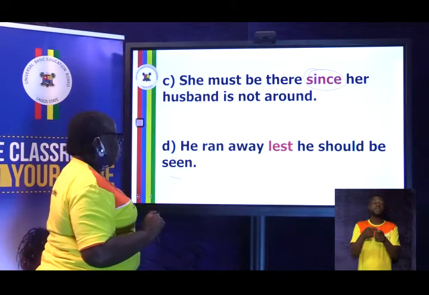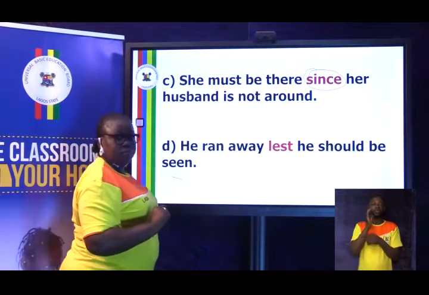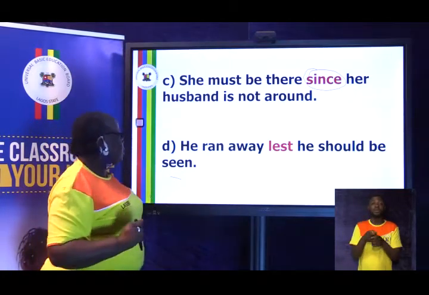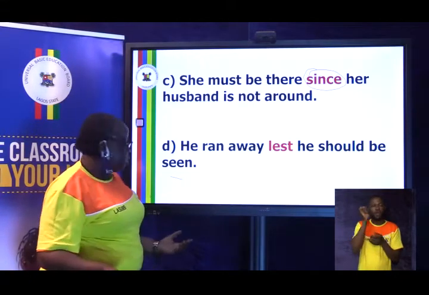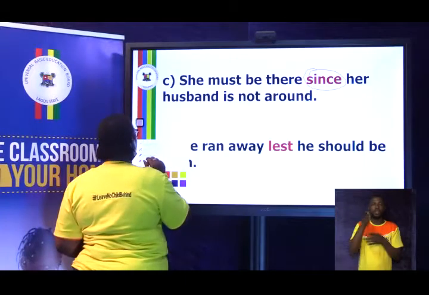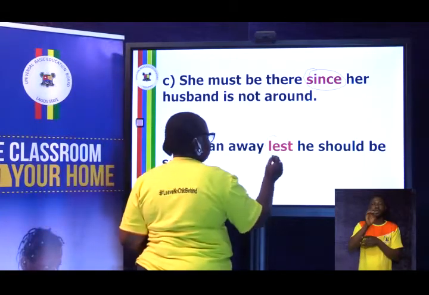He ran away lest he should be seen. Why did he run away? Because he didn't want to be seen. So the conjunction of cause or reason there is lest.